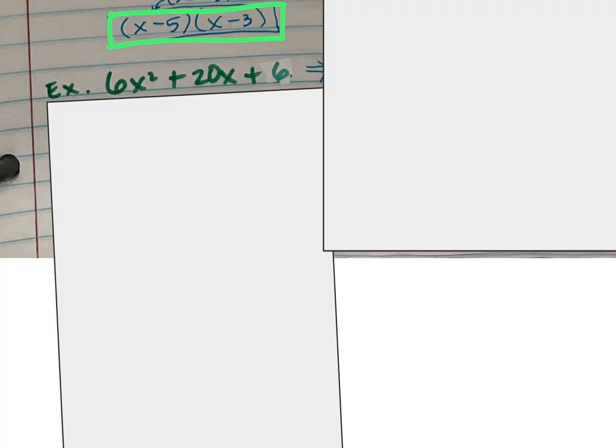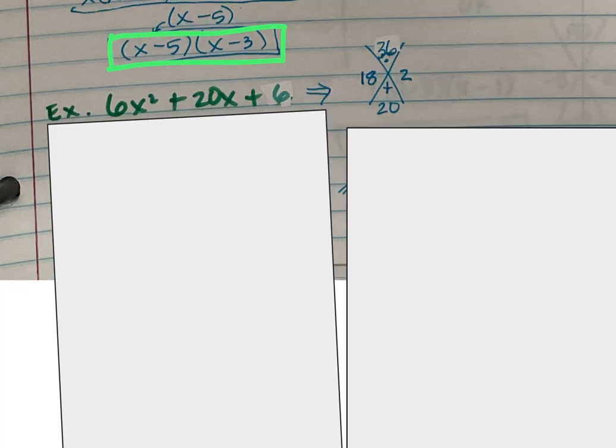All right, we can copy that one down. We're again going to start by setting up X game. So go ahead and set up your multiply number on the top and your add number on the bottom. We should be looking for two numbers that multiply to give me 36 and add to give me 20. All right, and I got 18 and 2. All right, so I'm going to split the middle.